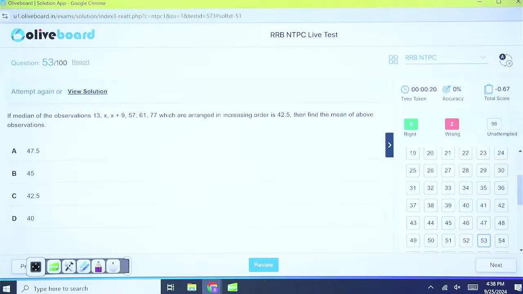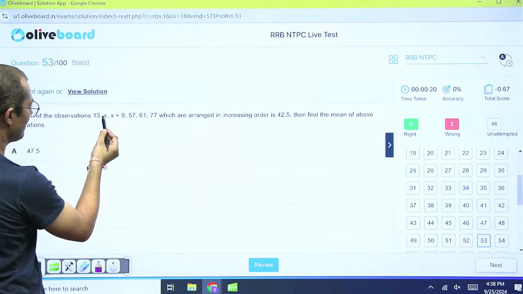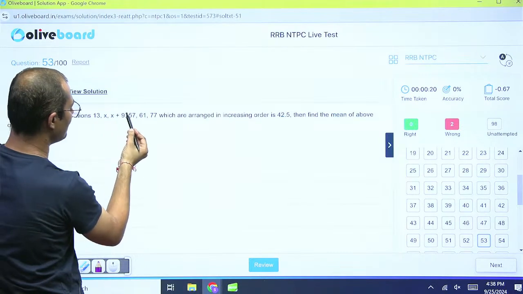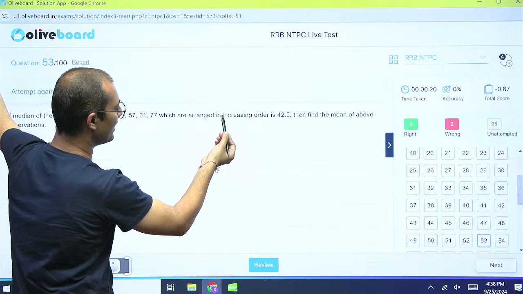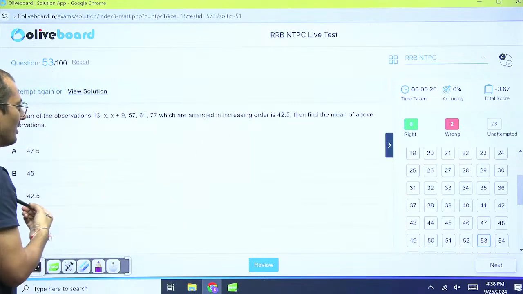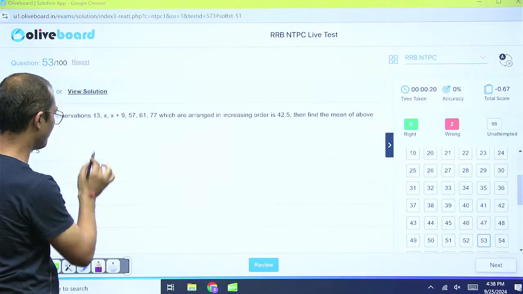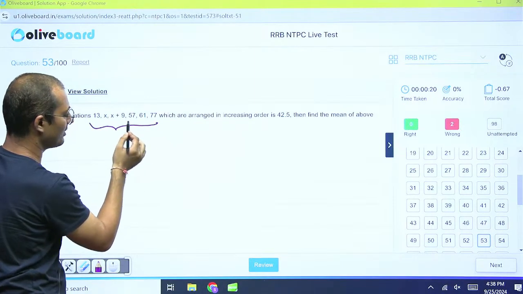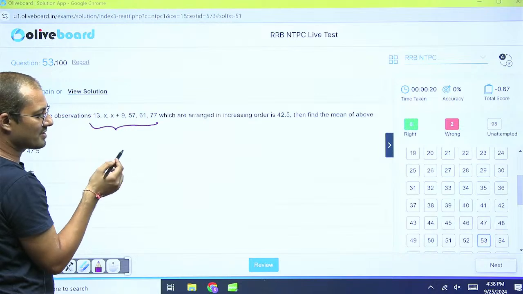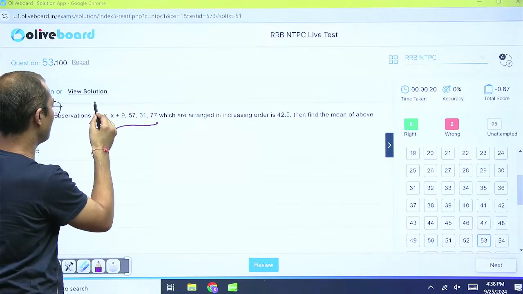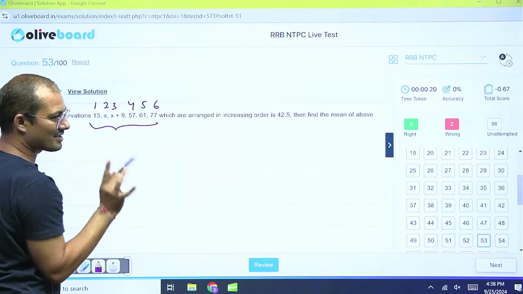Here the question is saying, if the median of the observations 13, 6, 6 plus 9, 57, 61, 77, which are arranged in increasing order. See, they are already in ascending order, right? So we need not put them in ascending order. Now we have to check how many observations are here. If we check 1, 2, 3, 4, 5, 6, so here are 6 observations.